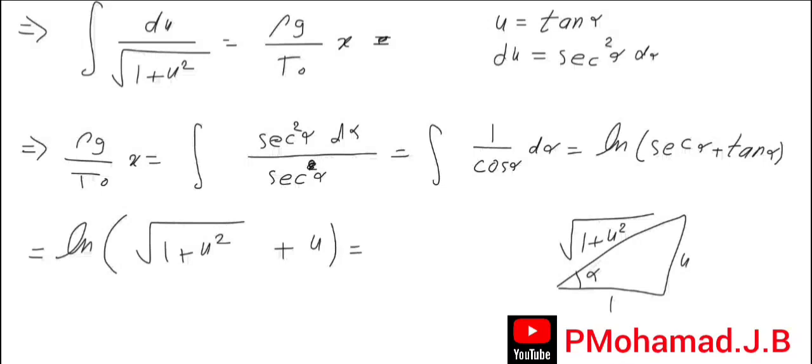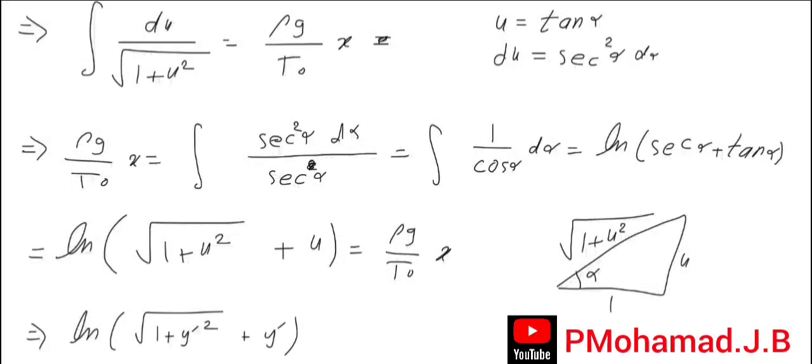And actually we should try not to get lost. This was equal to rho g divided by t0 x, and what was u? u actually was y prime. So we have ln of radical 1 plus y prime squared plus y prime equals rho g divided by t0 x plus the constant c.